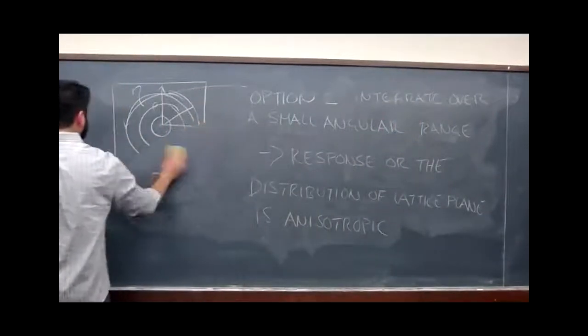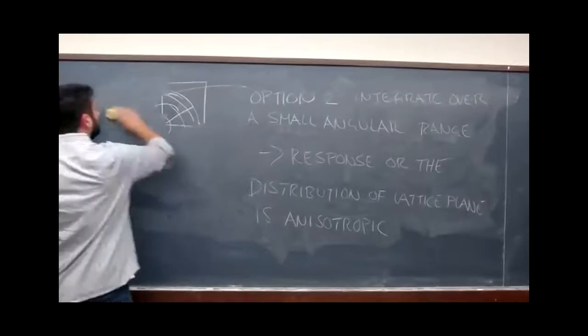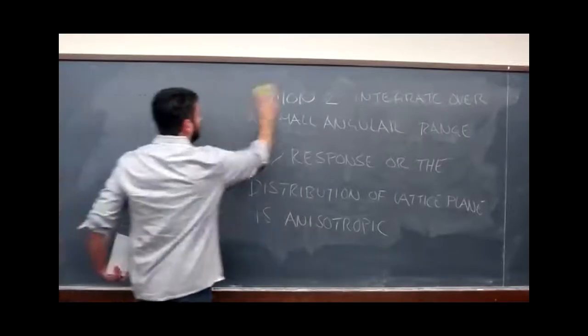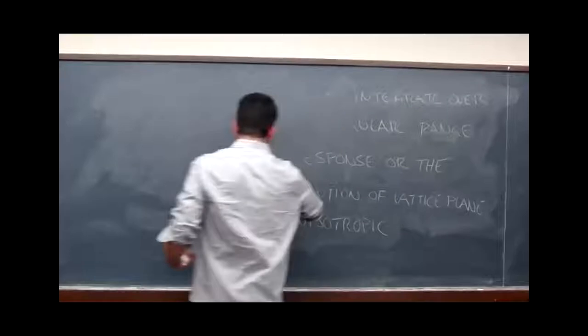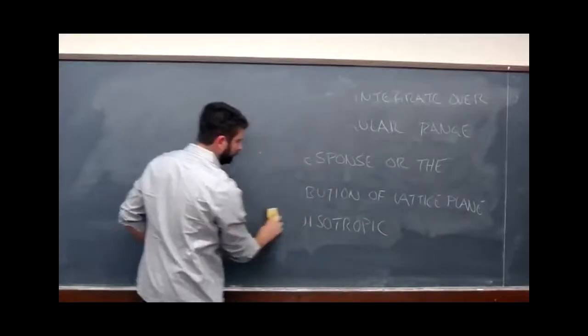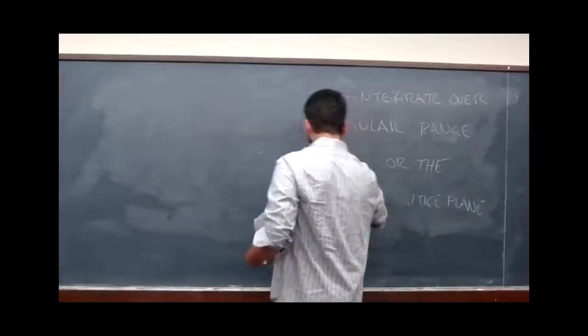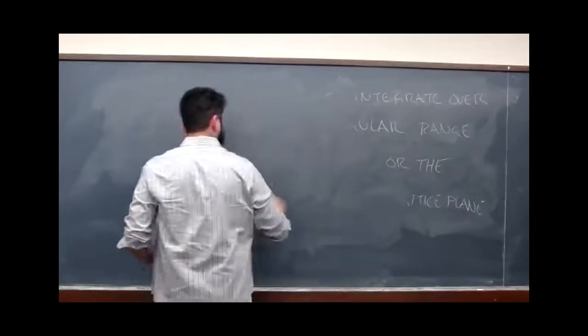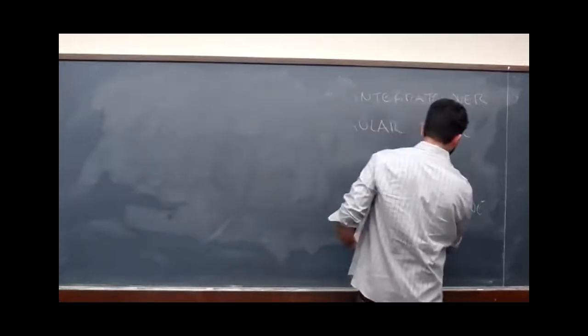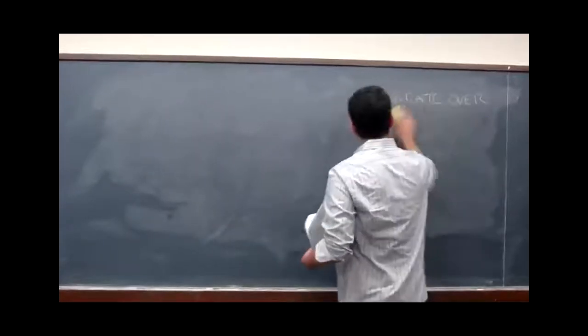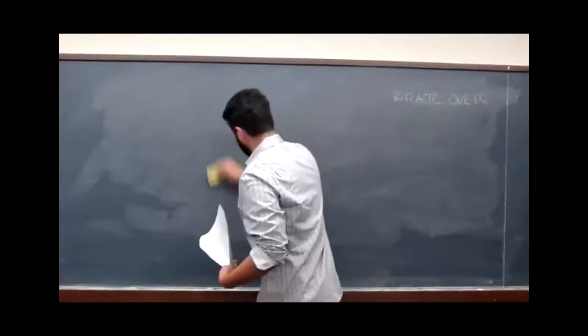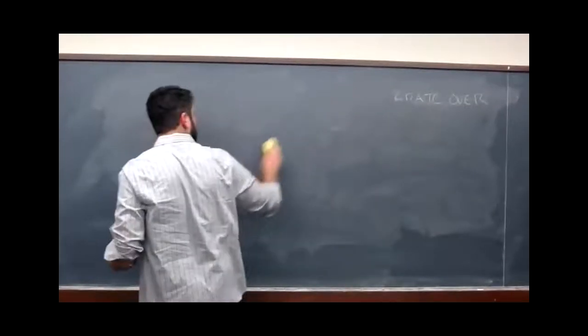Now, I've talked about integrating this distribution of intensity azimuthally, but it's worth talking about how that's actually done. And I'm going to talk about two options just to give you an idea of how it happens.